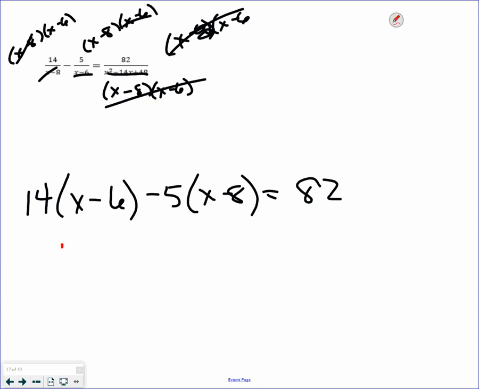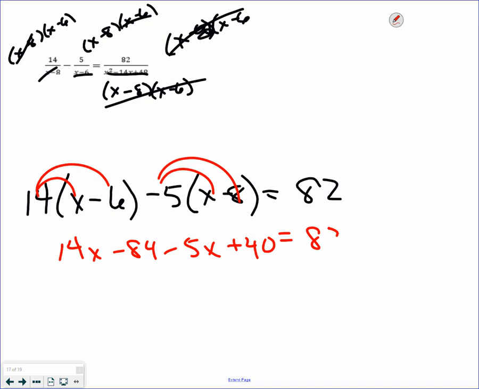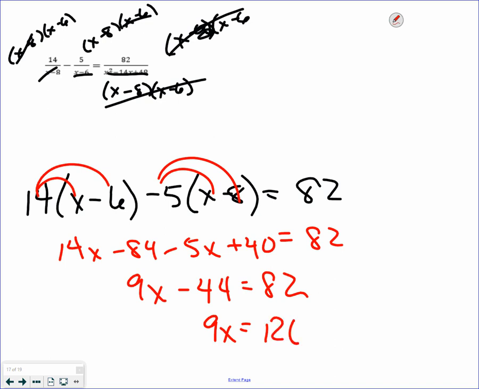Distribute. 14x minus 84, negative 5x plus 40. Add like terms, so 9x minus 44 equals 82. Add 44. I get 126. And divide by 9. I get x to equal 14.